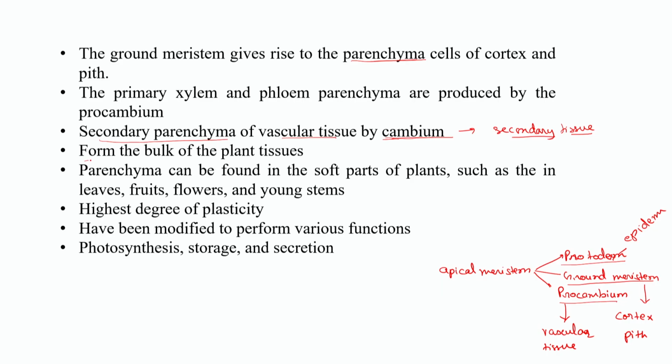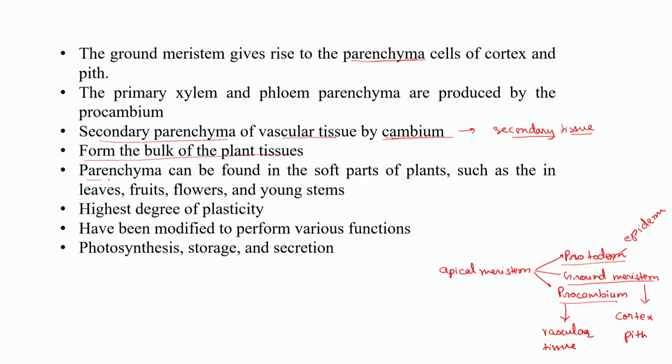Now, parenchyma forms the bulk of plant tissue, means you can say that it is a type of packing tissue, which forms the major bulk of the plant tissue. Okay, it fills the gaps and fills the space along with performing a lot of other specialized functions. It fills the space, so it is basically a packing tissue.